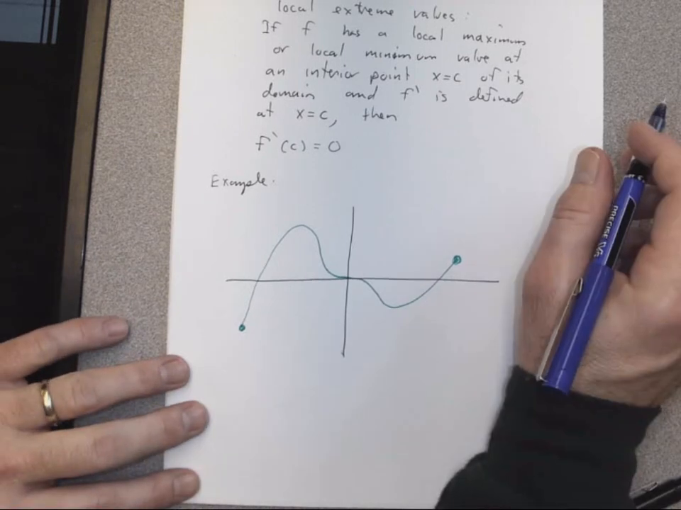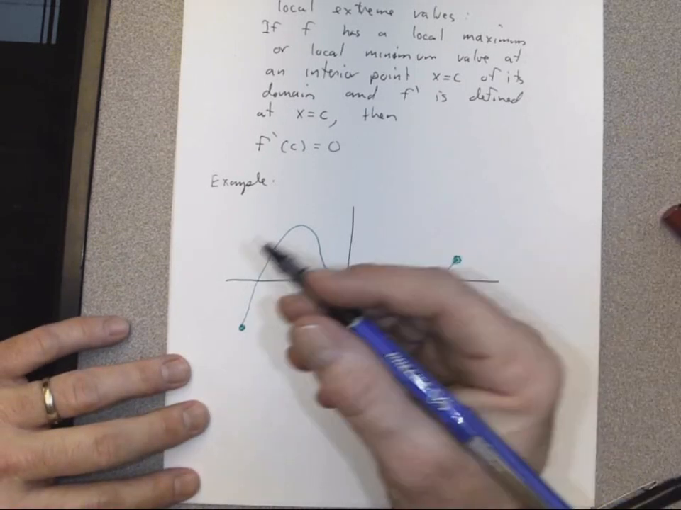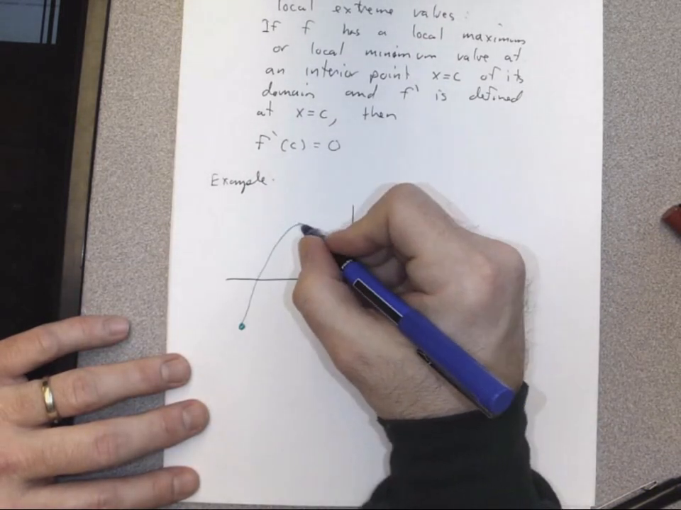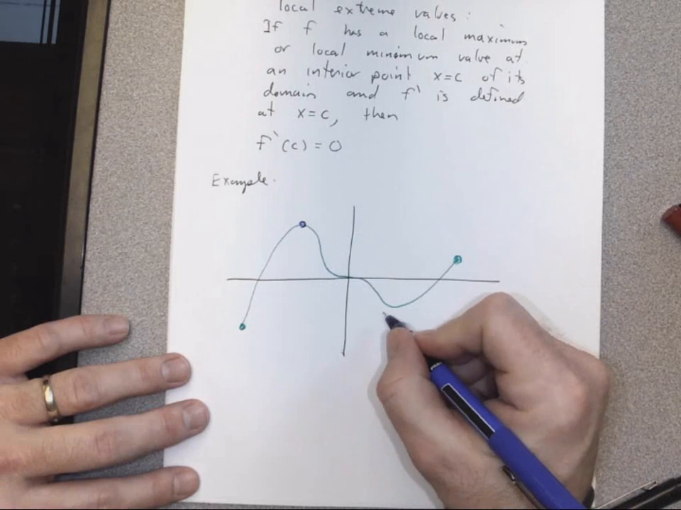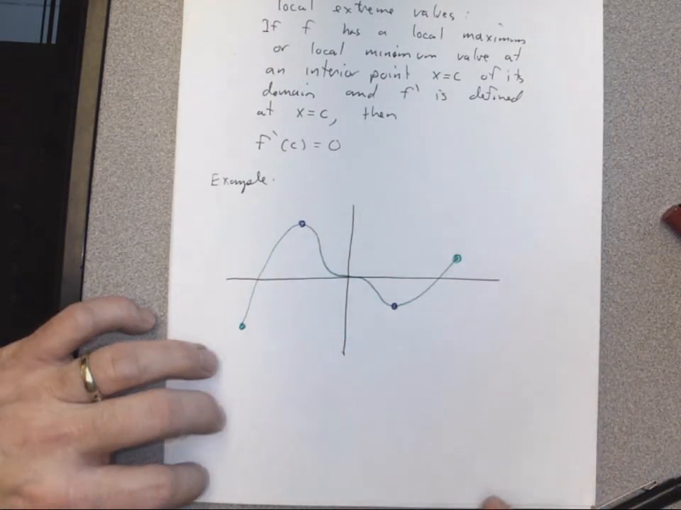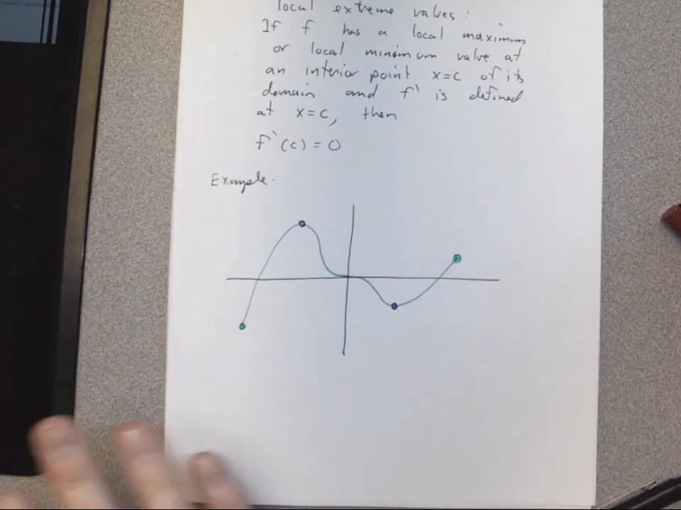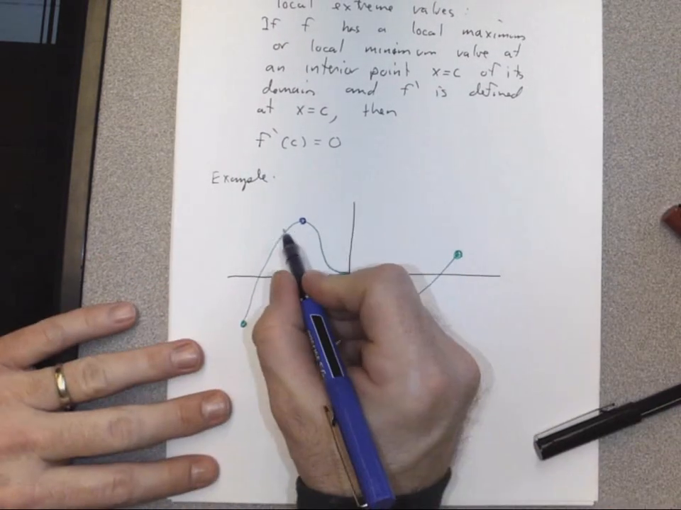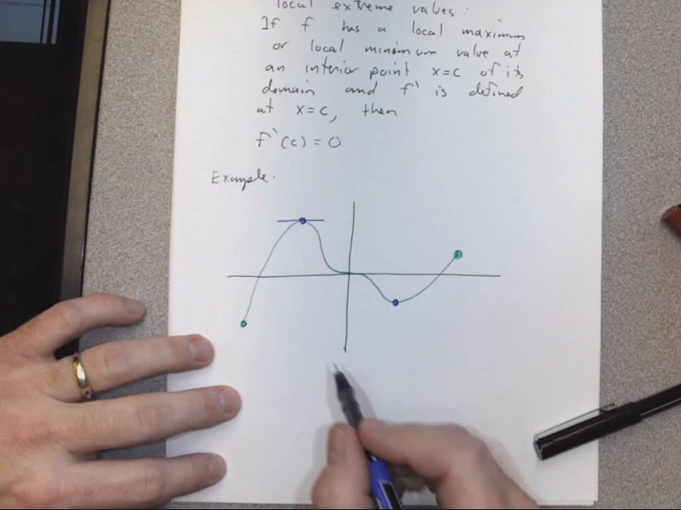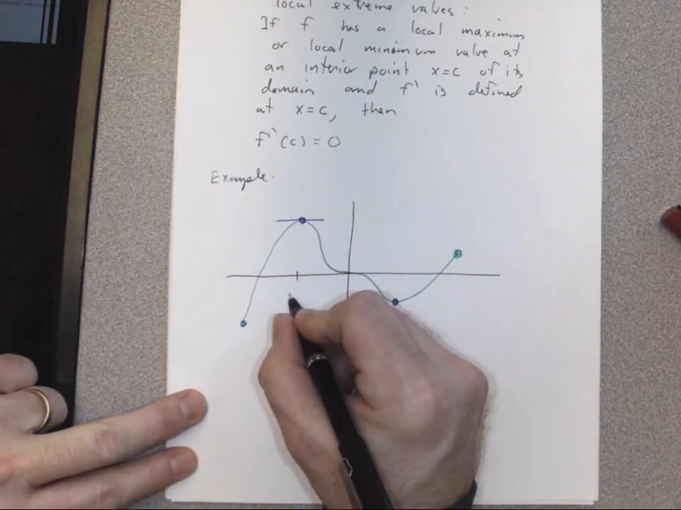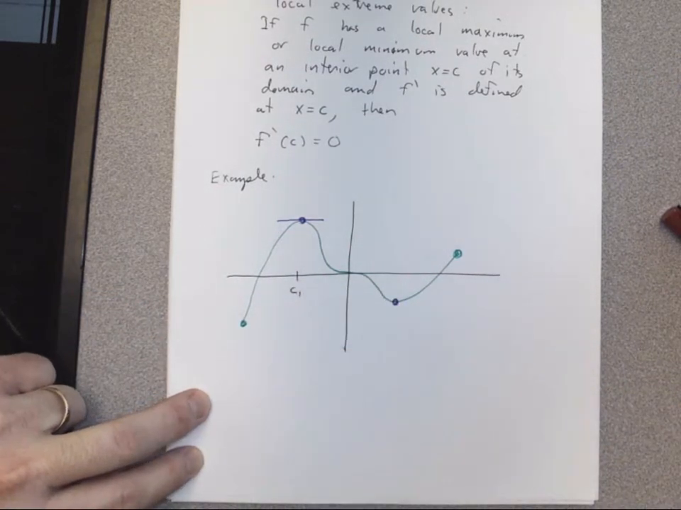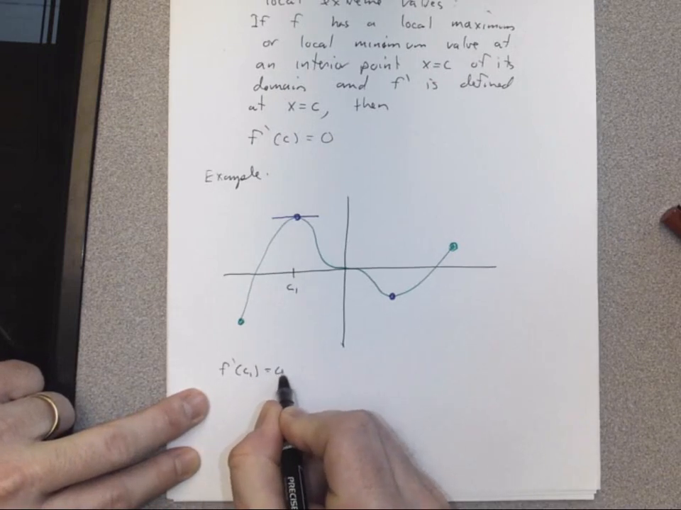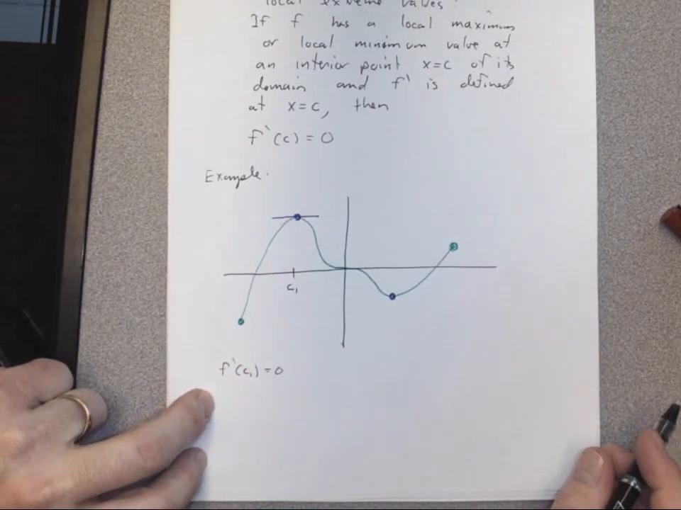So what I can see is that we have locals, of course, at the endpoints, because they're always local max and mins, but we also have one right here, and we also have one right here. That's a local max, and that's a local min. Now, I know that the derivative is going to be equal to 0 here, so this is going to have a horizontal tangent line here. So in this case, at c1, I know that f prime of c1 is definitely going to be equal to 0 because the slope of that purple line is 0.